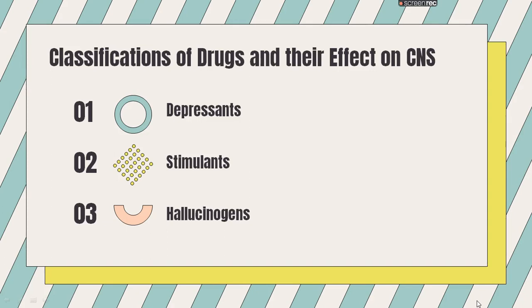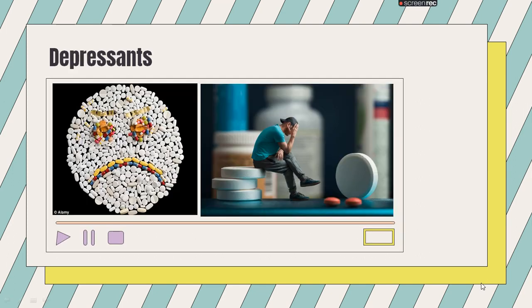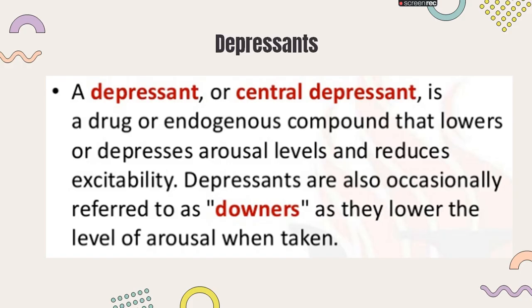Classifications of drugs and their effects on the central nervous system. So as I have mentioned in the first part, we have depressants, stimulants, and hallucinogens. First is depressants. As you can see from the picture, these are the effects of depressants when you take this kind of substances. Depressants are also known as downers or central depressants.